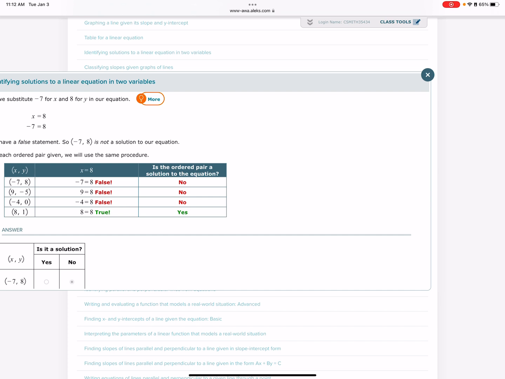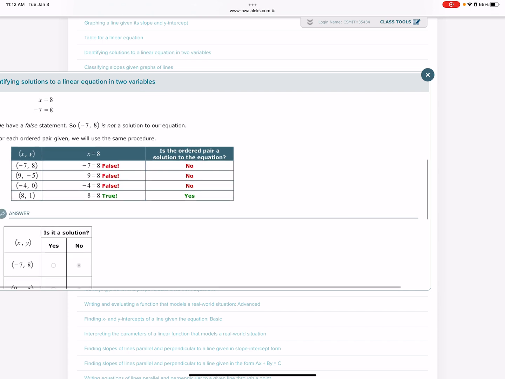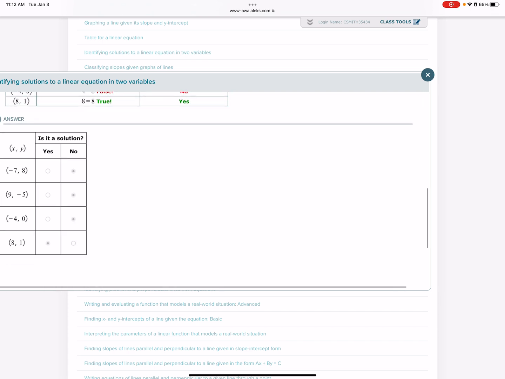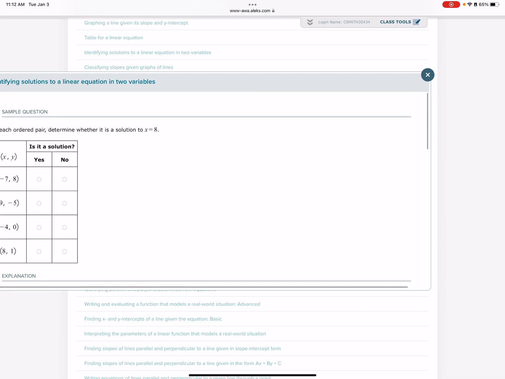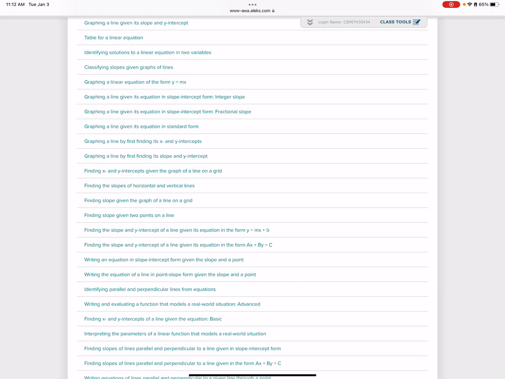The next one's 9, so it's not going to be. The next one's negative 4, it's not going to be. The last one is the only one it can be, because 8 is equal to 8, that's it. That one was so straightforward, it was almost confusing.